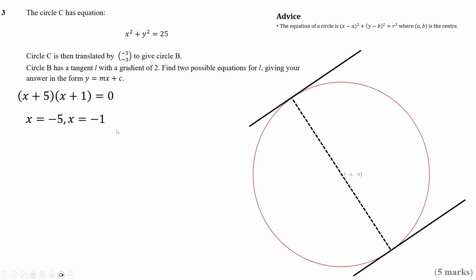Now, we don't need to know whether it corresponds to this circle or that circle. You can kind of just work out. Obviously, this sketch is not accurate, as you can tell.